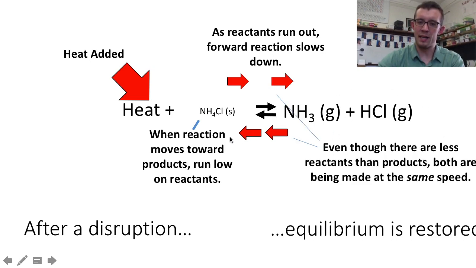Now one common mistake students will make is they think that equilibrium means that the amount of reactants is the same as the amount of products. But you can see here that in this case we are at equilibrium even though we have less reactants than we started out with and we have more products than we started out with. What is equal is the rate at which the reactants are converting to products and the rate at which the products are converting back to reactants.